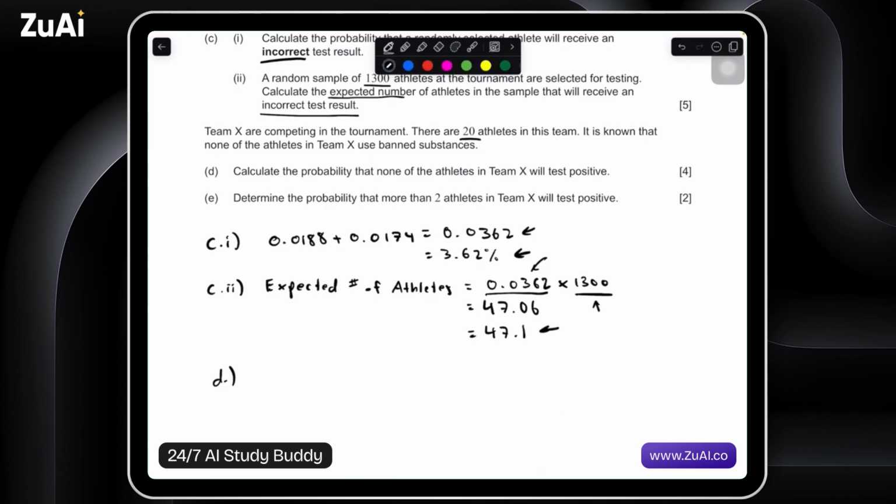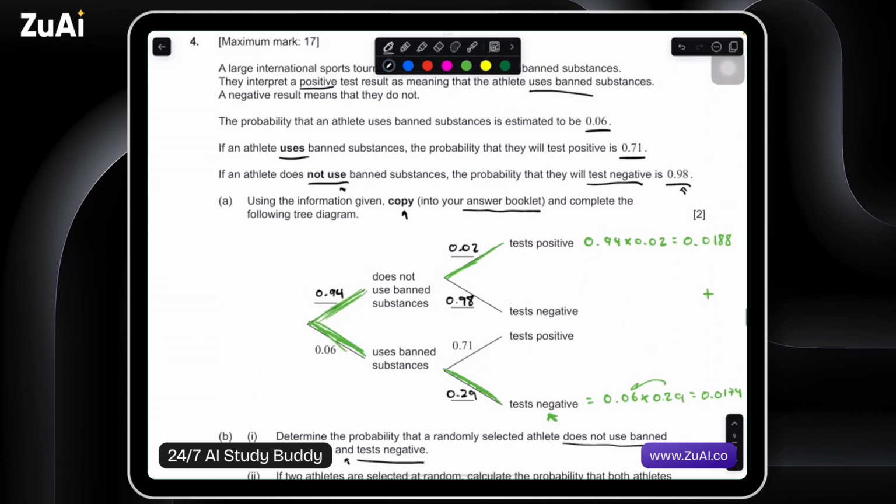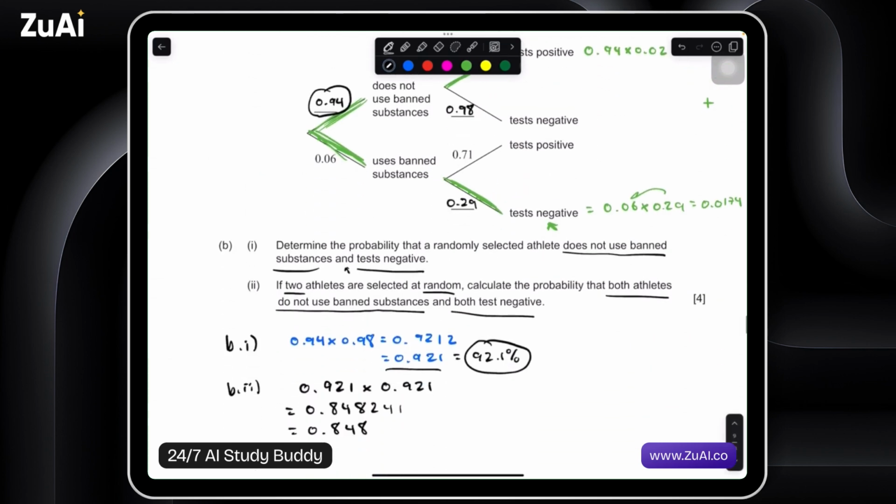Alright. Calculate the probability that none of the athletes in Team X will test positive. So it's known that none of the athletes use banned substances. Okay. So that means that does not use banned substance. They belong to this group right here.